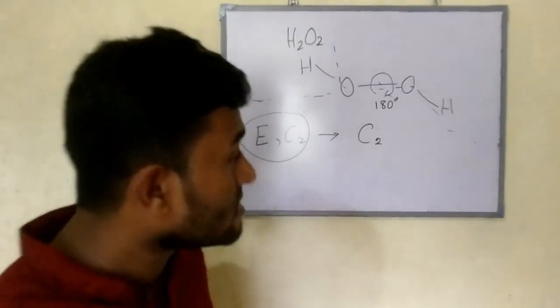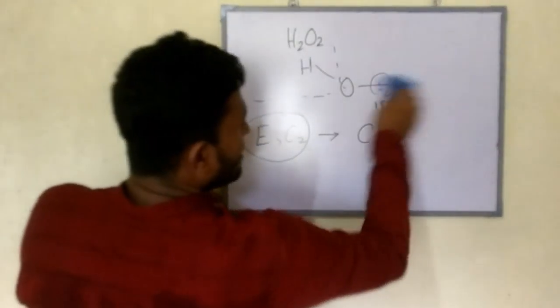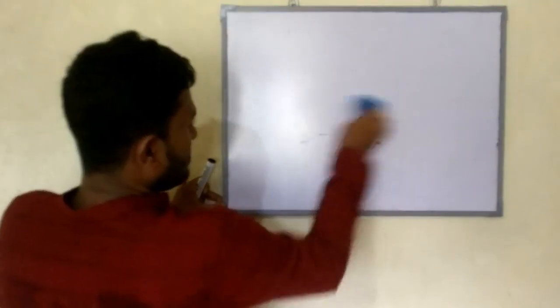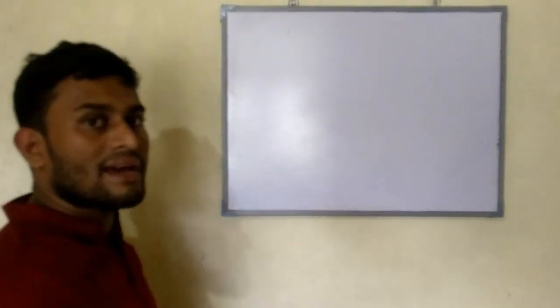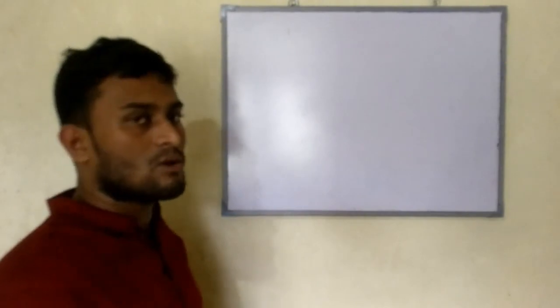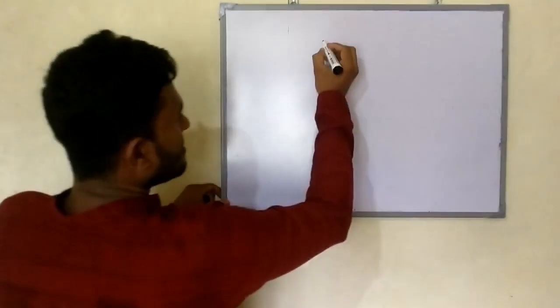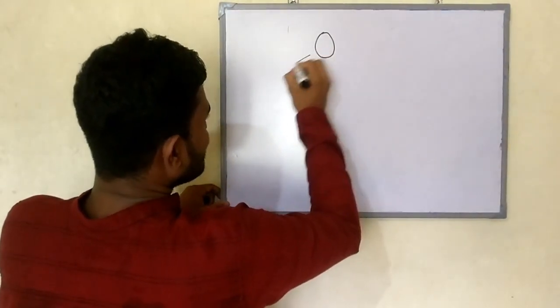But in hydrogen peroxide, there is another type of configuration. That is called planar hydrogen peroxide or cis hydrogen peroxide. It is like this.